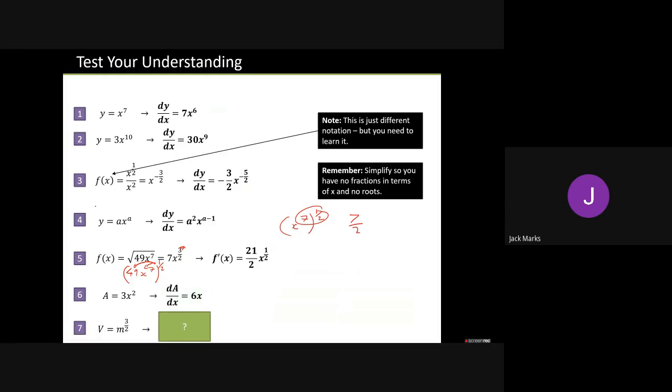It doesn't have to just be y or f of x. You can do this with other letters as well, and you'll see this coming up later. This might be, for example, about area, and x might be a length on a shape, and this might be something to do with the area.